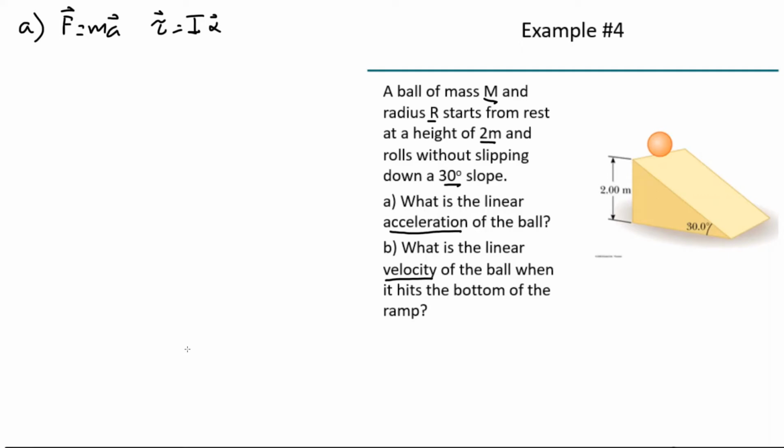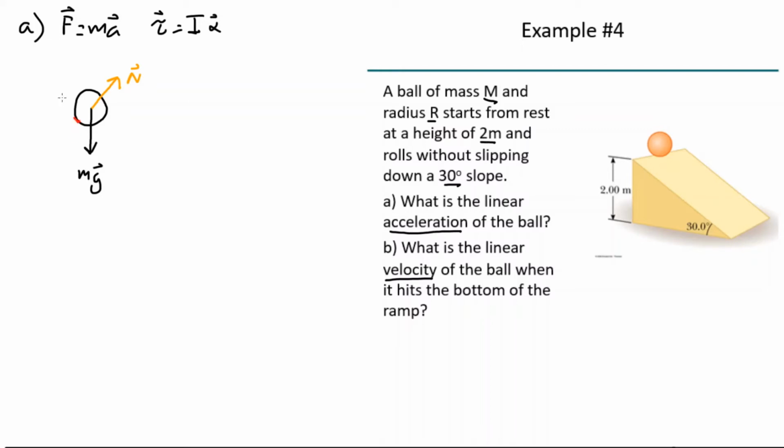Well, what we're going to do is draw first a free body diagram for this ball. So here is our ball. It has a weight force, mg, pointing down. There is a normal force, n, that points perpendicular to this incline. And finally, there is a static friction force between the ball and the incline.